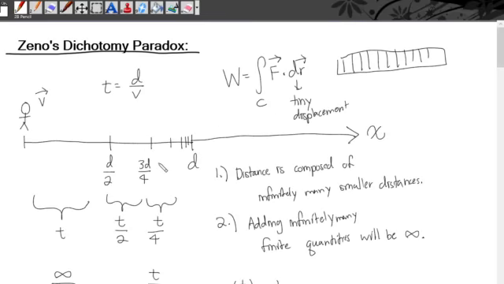And so we can see that Zeno's dichotomy paradox, or Zeno's conclusion using his paradox, that all movement is impossible because it would take an infinite amount of time, is false. And yeah, so that's pretty much it. Thank you for watching.